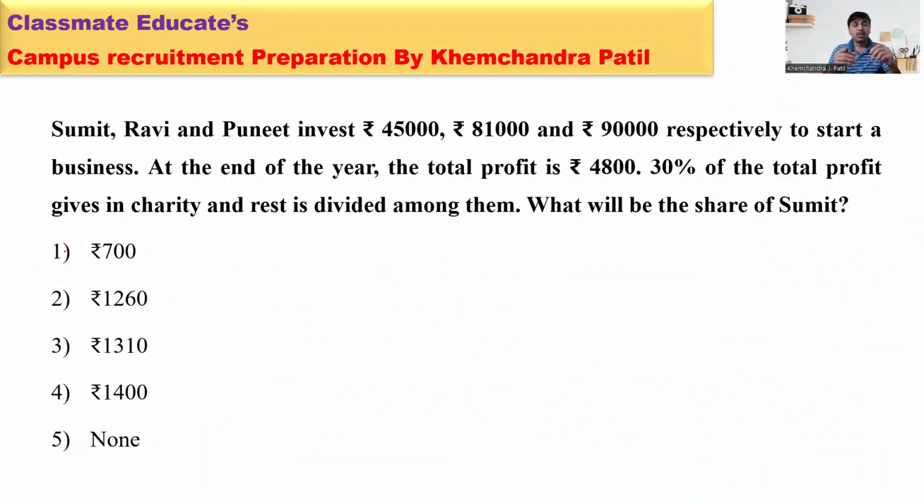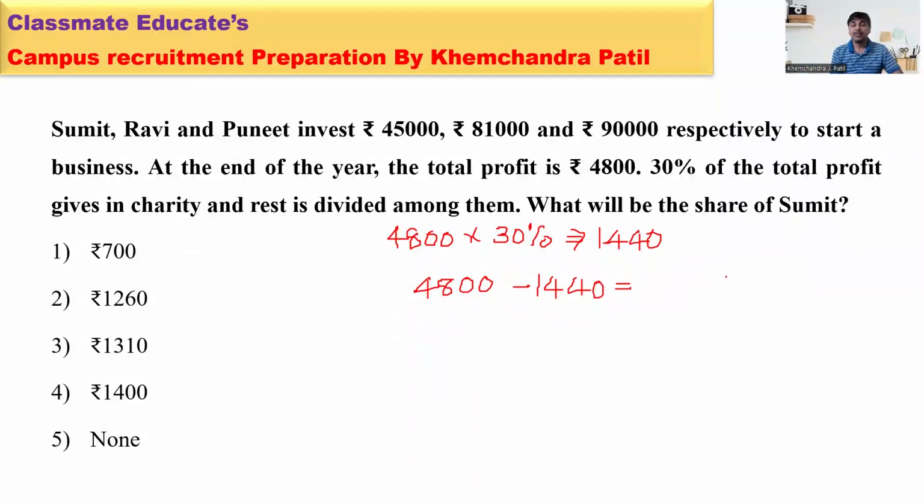The next question. Sumit, Ravi and Puneet invest 45,000, 81,000 and 90,000 respectively to start a business. At the end of the year, the total profit is rupees 4,800. 30% of the total profit is given in charity and the rest is divided among them. So let us figure out first 30% of this. 30% of 4,800 is 1,440. So how much profit is divided amongst them? That is 4,800 minus 1,440.